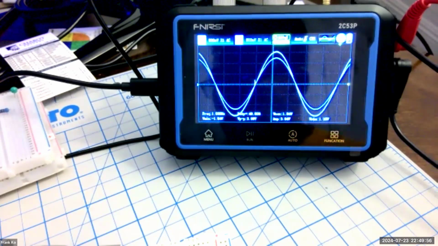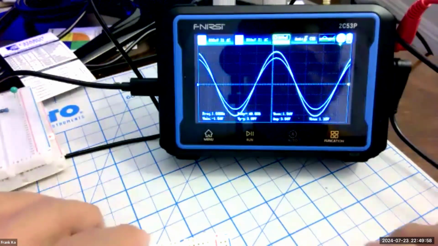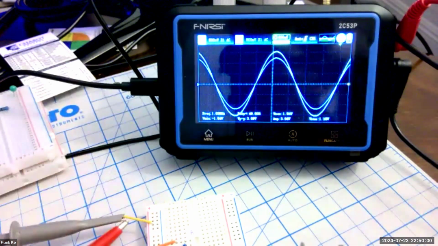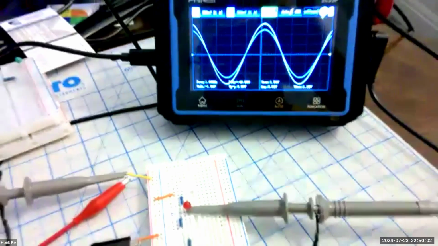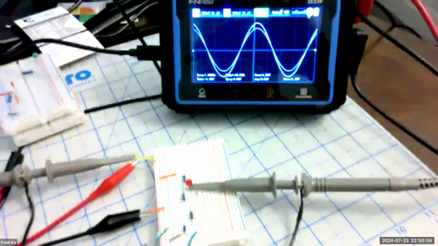Now, when I move my probe to the other part of the voltage divider, let me see if I can try to get both in the view here. You can see the dramatic change.